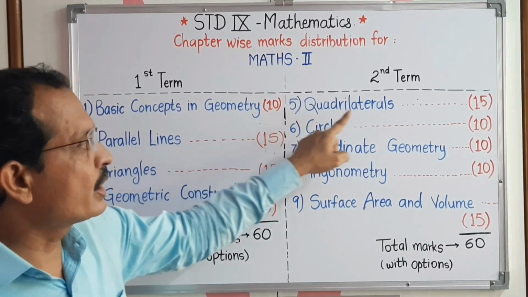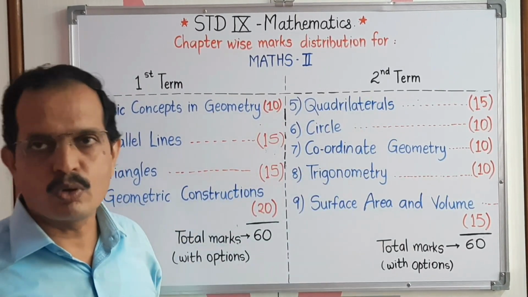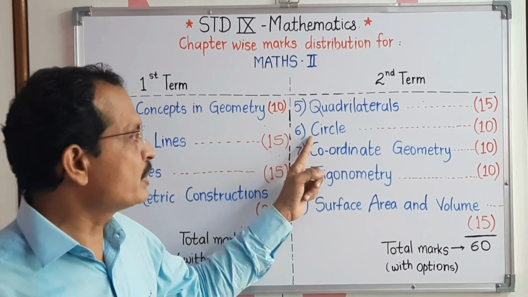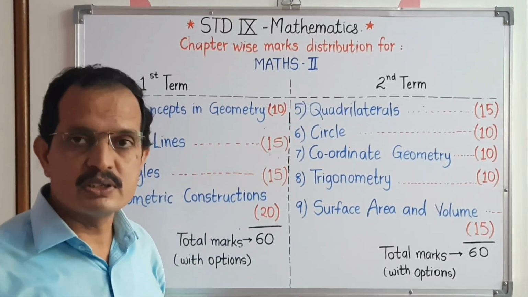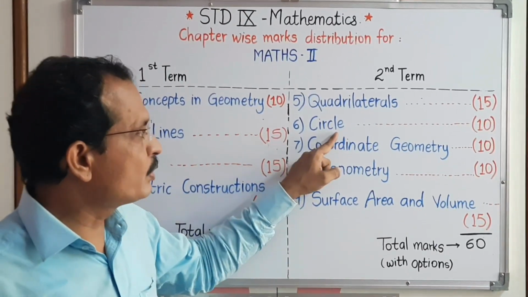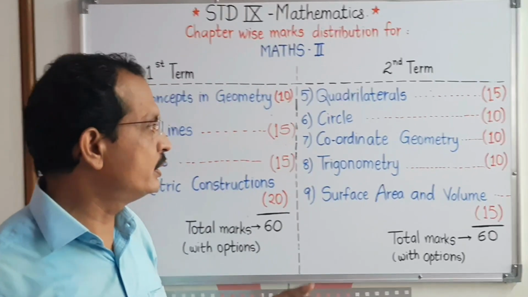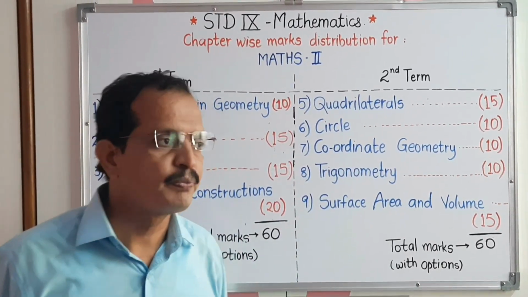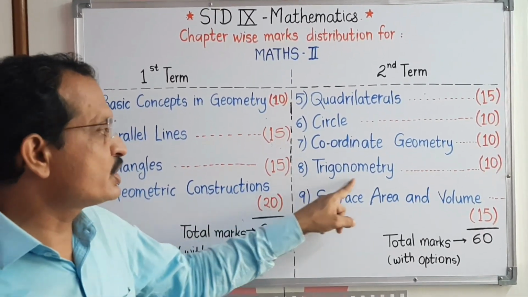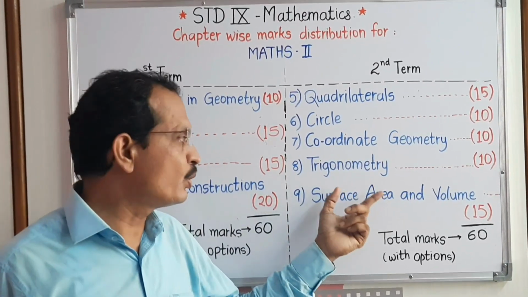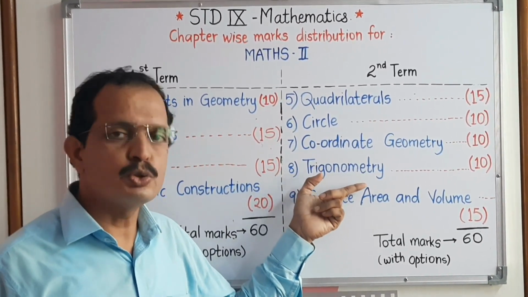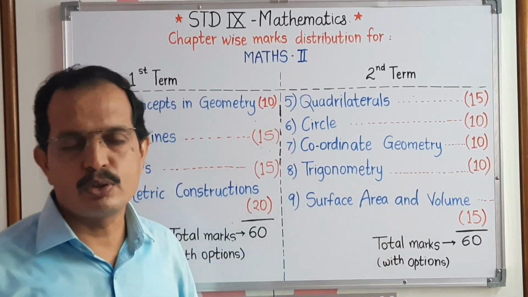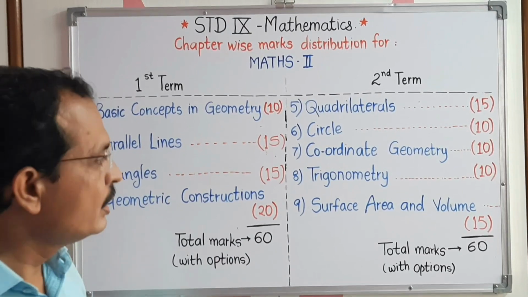Chapter number 5, quadrilaterals. We have to see different types of quadrilaterals and the properties of quadrilaterals. Then chapter number 6 is circle. What is a circle? What are the properties of the circle? We have to learn here. In coordinate geometry, we have to see the coordinate system. Then chapter number 8 is trigonometry. Basic concepts of trigonometry you have to learn. This is a new chapter for you. And surface area and volume. The basics of this chapter you have already learned in standard 8.